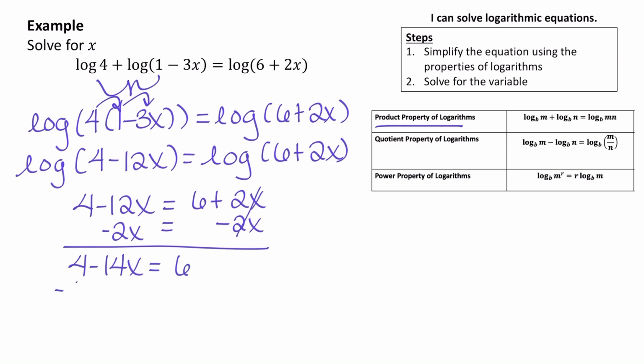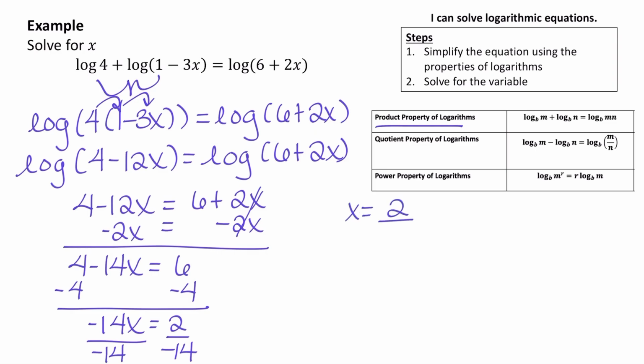Now to solve, I'm going to go ahead and subtract 4 from both sides. So when I do that, I get negative 14x equals 6 minus 4, which is 2. Now to solve, I'm going to divide both sides by negative 14. So that gives me x equals 2 over negative 14. I can reduce this fraction by dividing both terms by 2. So that's going to give me 1 over negative 7. So I have x equals negative 1 over 7.